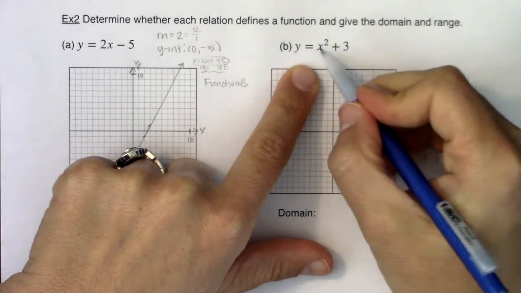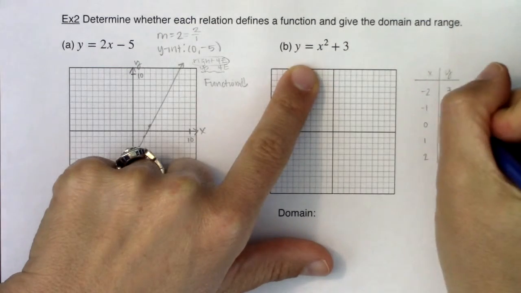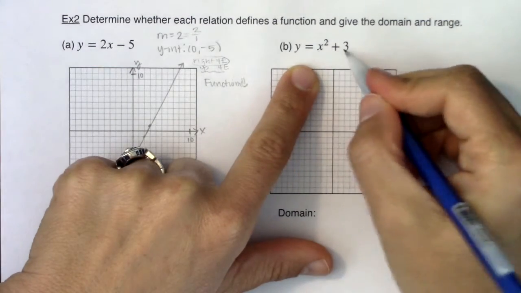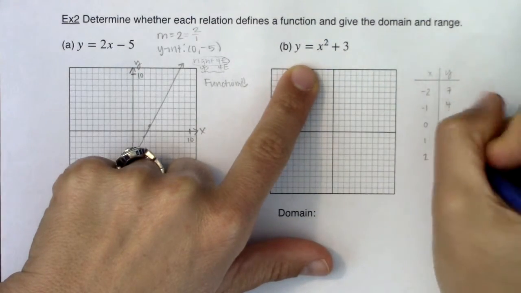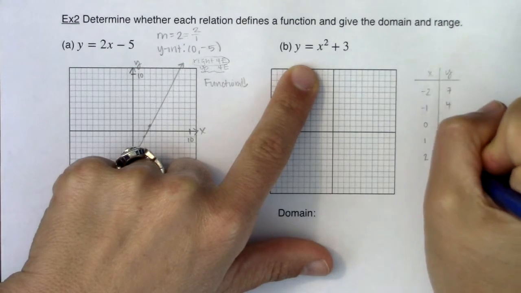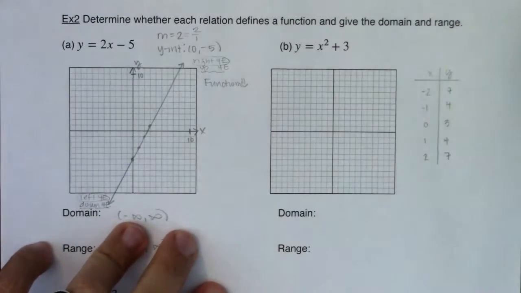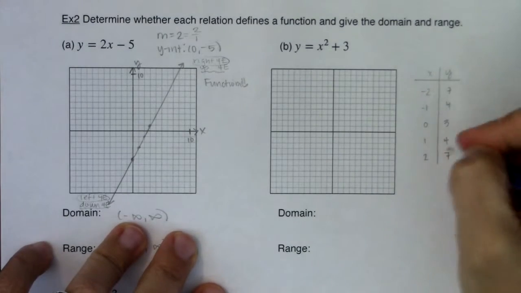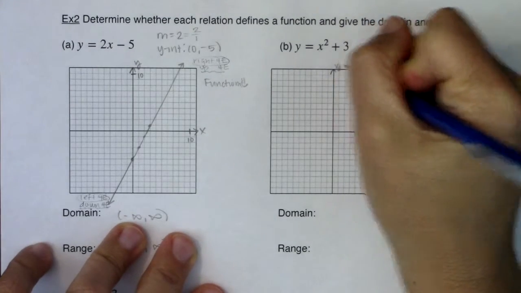All right, -1. -1 squared is 1. 1 plus 3 would be 4. 0 squared plus 3, 3. And then it should be symmetric because parabolas are symmetric. So with these five ordered pairs, let me get my graph going.